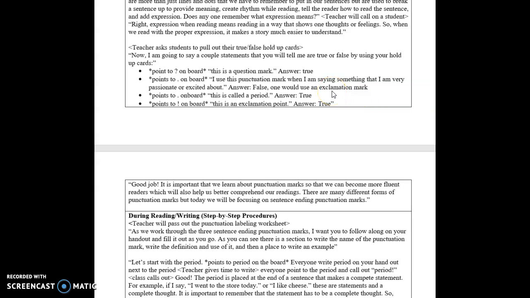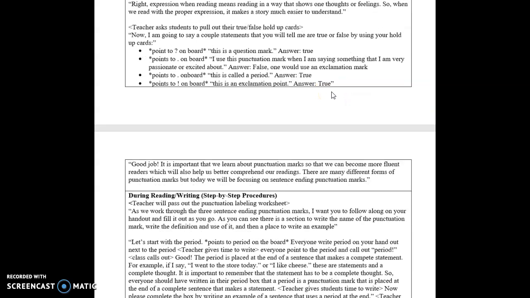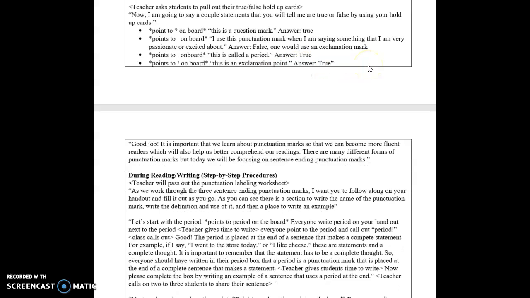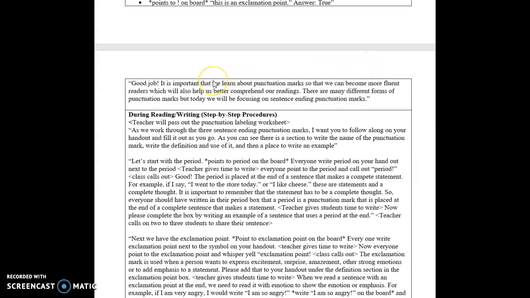I will then have the students take out their true-false hold-up cards and read the following statements, point to a question mark, this is a question mark, true, and hopefully they will all hold up their true-false cards, and I will do that for the rest of these. And if the answer is false, I would clarify the correct answer to the student. I then would remind them that it's important that we learn about punctuation marks so that we can be more fluent readers, which will also help us better comprehend our readings.